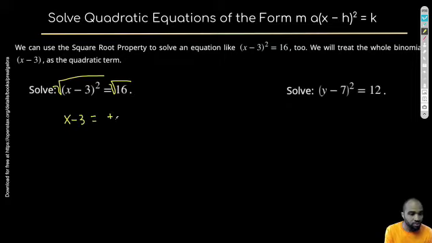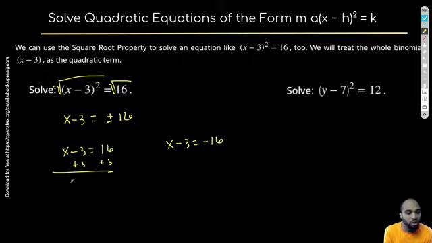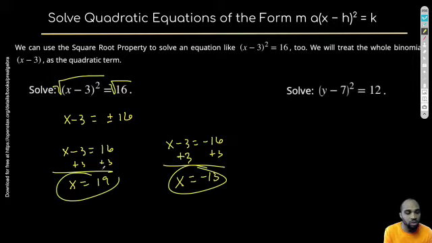And I'm going to have plus or minus 16. So that means I'm going to have x minus 3 equal to 16 and x minus 3 equal to negative 16. So I have 2 solutions here. I'm going to add 3, and x is going to give me 19 for one. And add 3 to the other, so x equals negative 13. So those are the 2 solutions that we're going to get there.